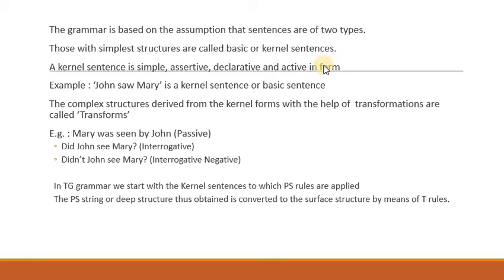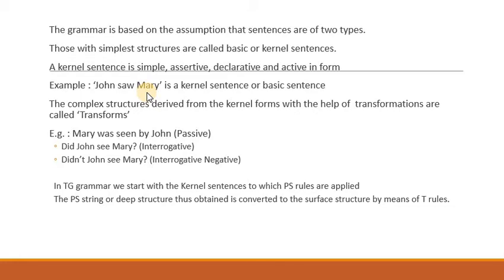This is very important. An example would be John saw Mary. When you say John saw Mary, it is a kernel sentence. It's a basic sentence. It is a simple sentence. It is assertive. There is no negation in the sentence. And it is declarative. It's not asking any question, and it is in the active voice, right? A person is saying John saw Mary, so it's in the active voice.